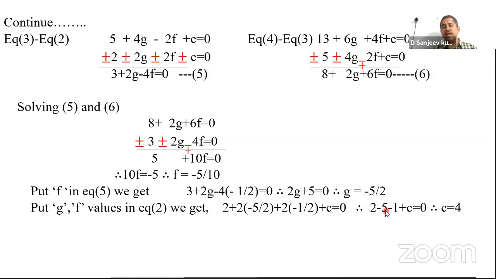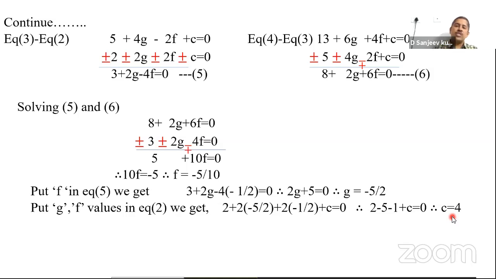So substitute these g and f values in equation number 2. Equation number 2 was 2 plus 2g plus 2f plus c is equal to 0, from the previous slide. So put the values of g and f in equation 2. We get 2 plus g value, minus 5 by 2, and f value, minus 1 by 2, plus c is equal to 0. When you simplify this, you get the value of c as 4.